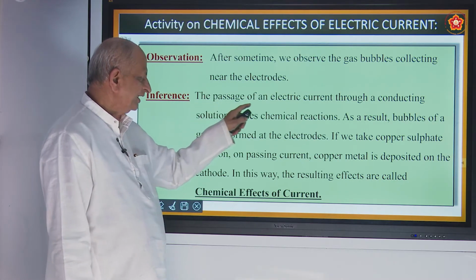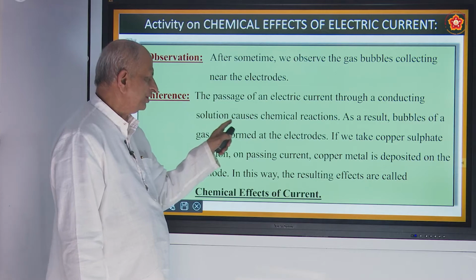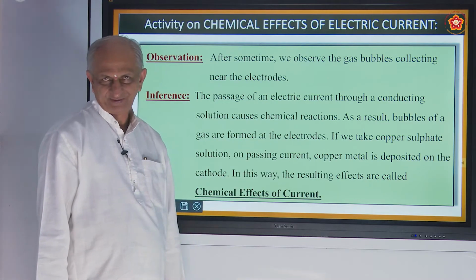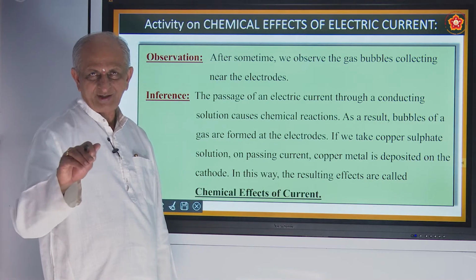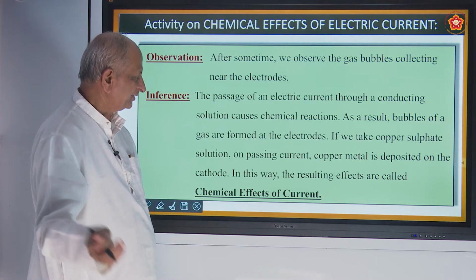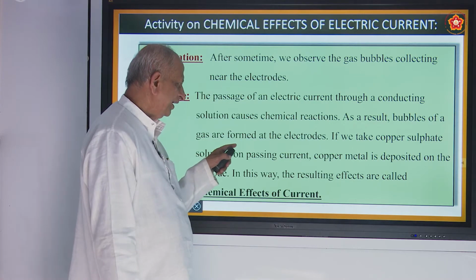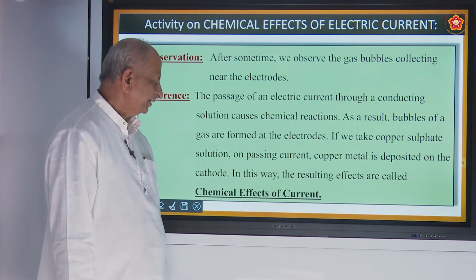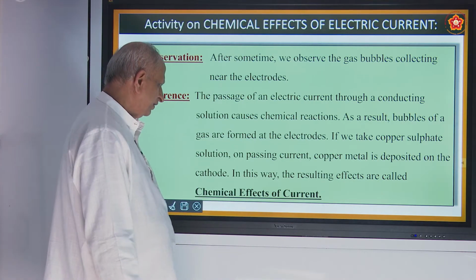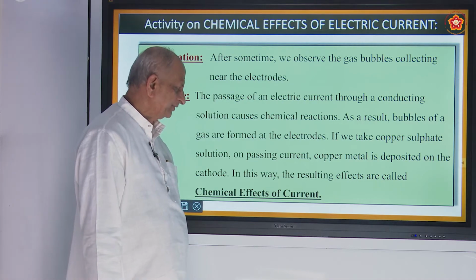So what do you conclude from this? The passage of electric current through a conducting solution causes chemical reactions. So water decomposes into hydrogen and oxygen. As a result, bubbles of a gas are formed at the electrodes. If you take copper sulfate solution, on passing current, copper metal is deposited on the cathode.